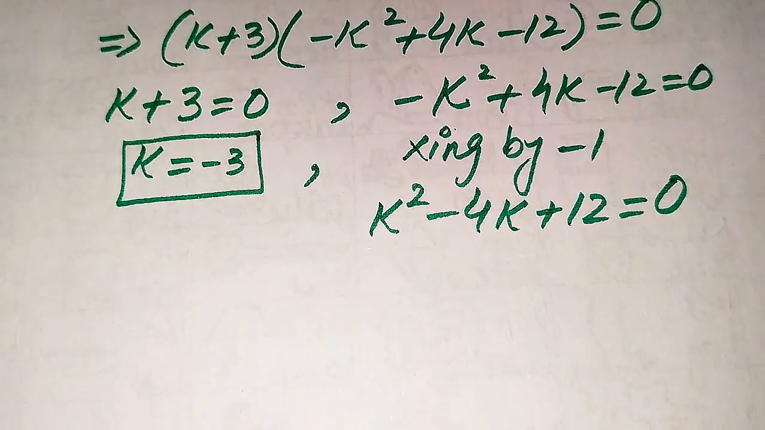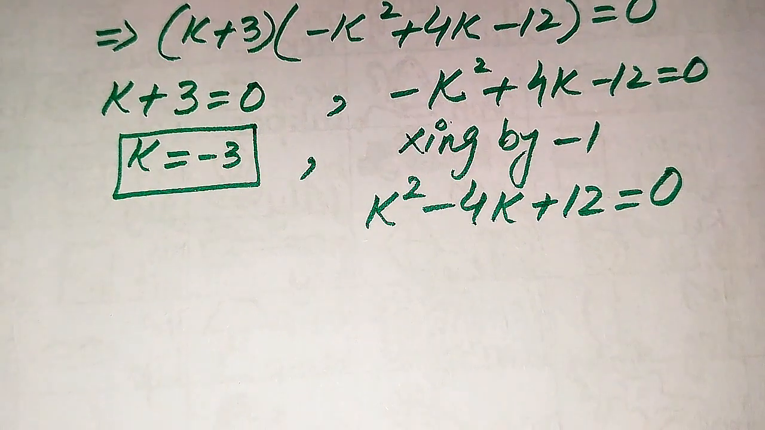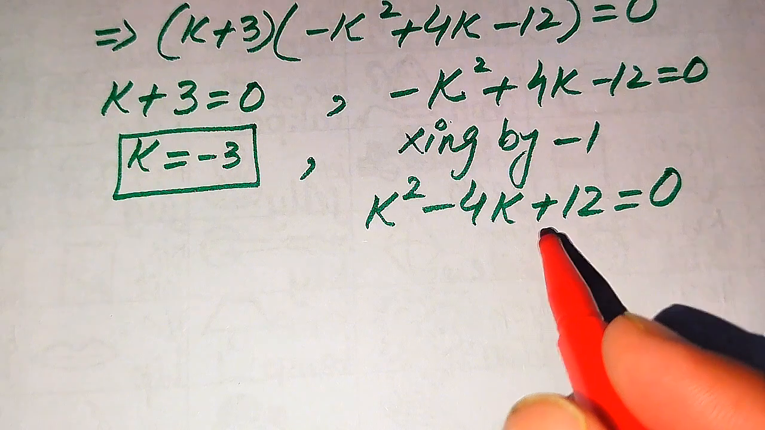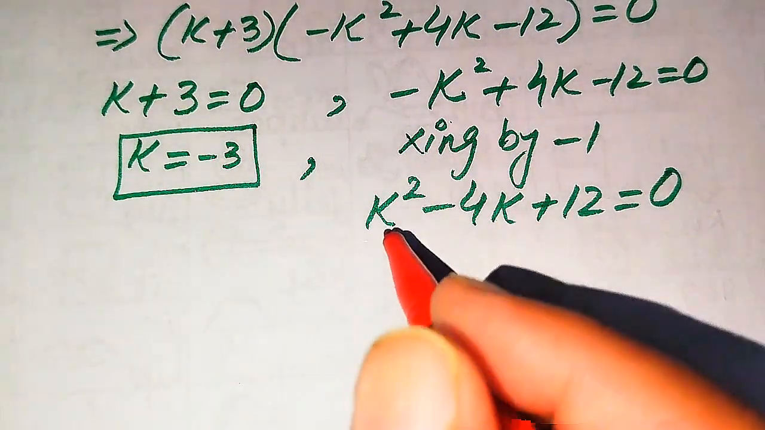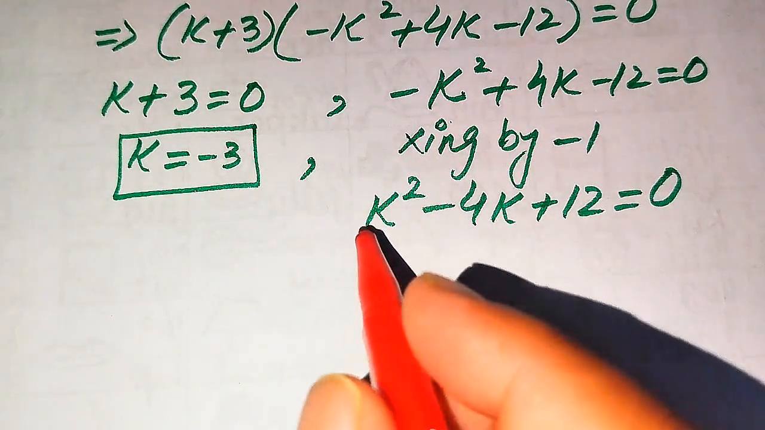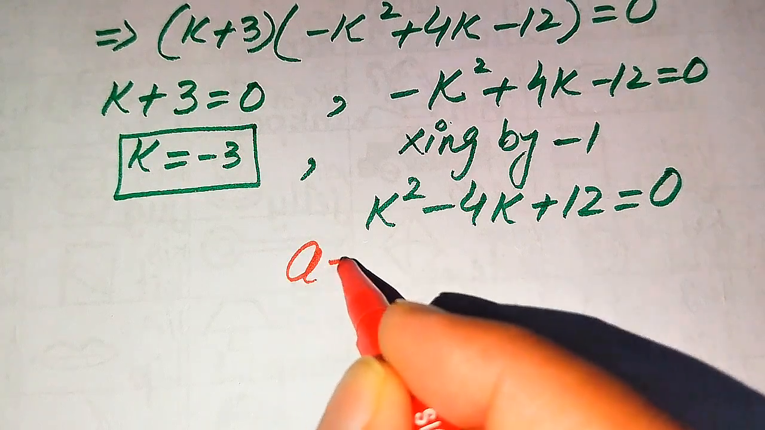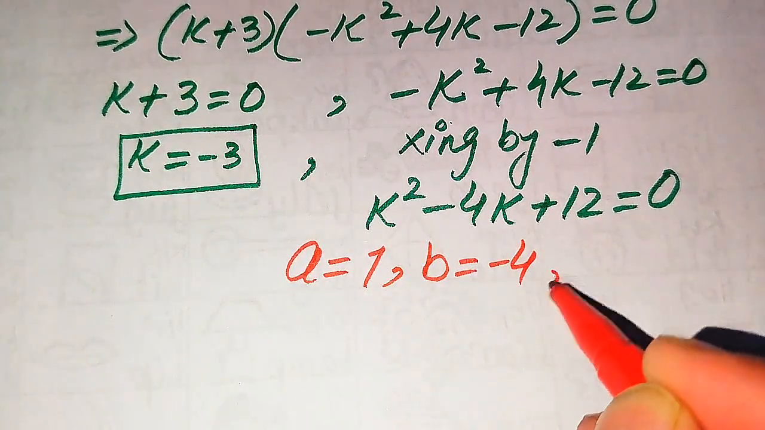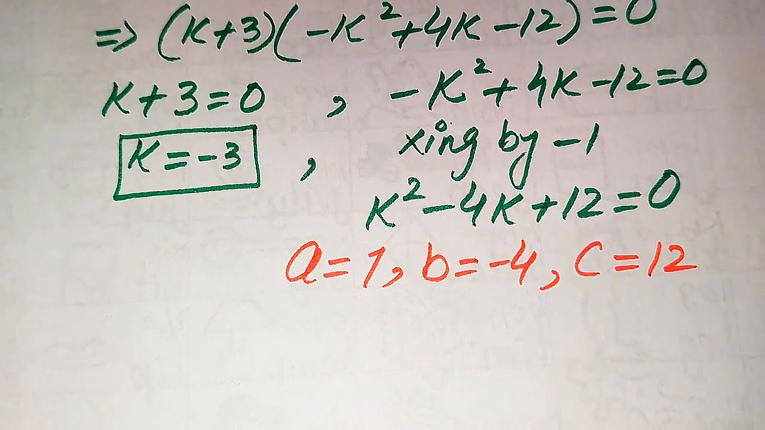Because this is a quadratic equation, there are three methods to solve a quadratic equation. The first one is the factorization method, the second one is completing the square, and the third one is by applying the quadratic formula. So here we use the quadratic formula to solve this quadratic equation. For applying the quadratic formula, first we need to write the coefficients of this equation, and its coefficients are A is equal to 1, B is equal to -4, and C is equal to 12.